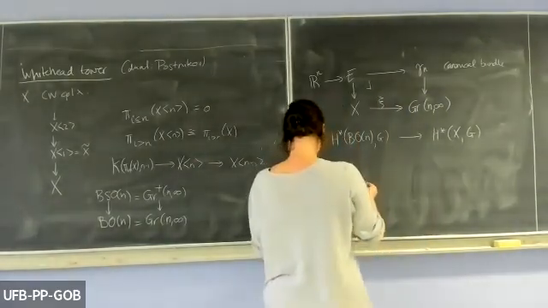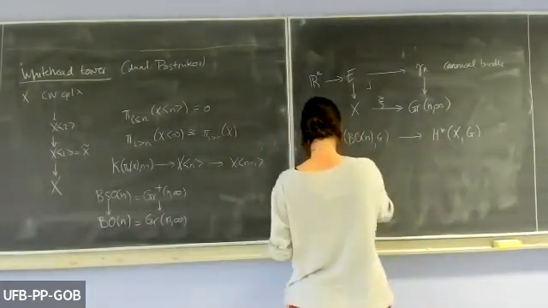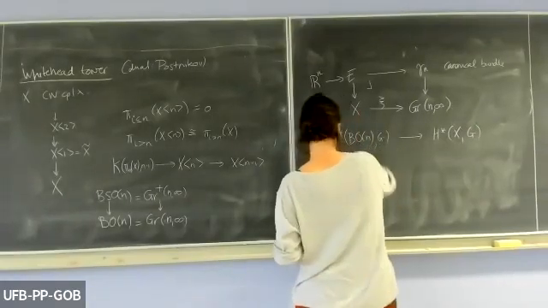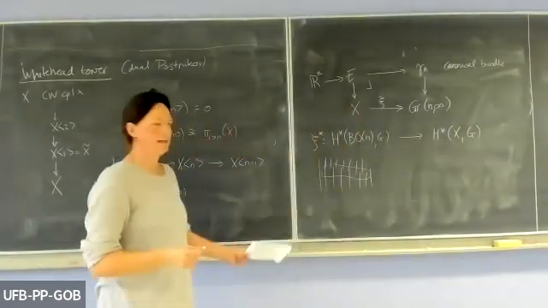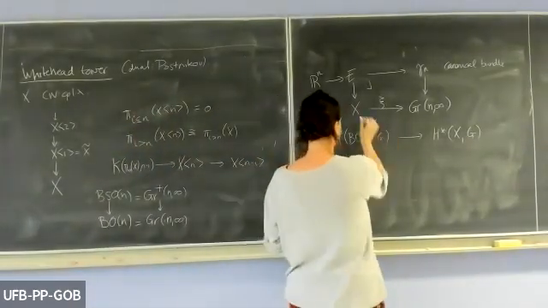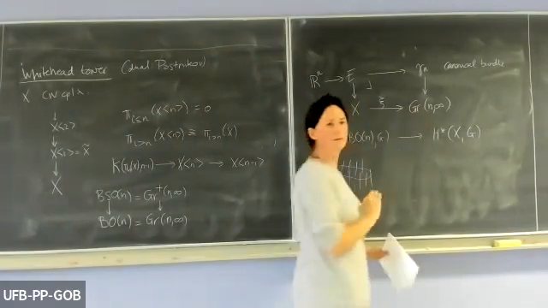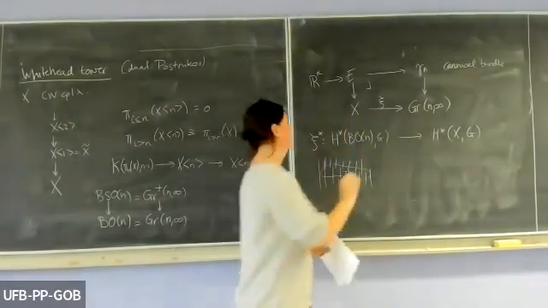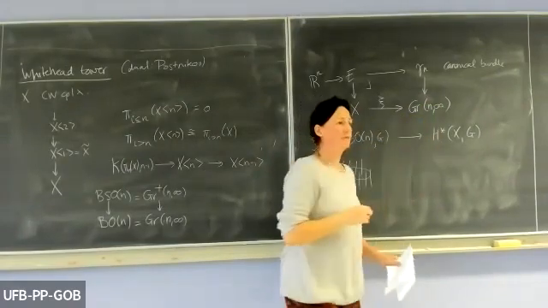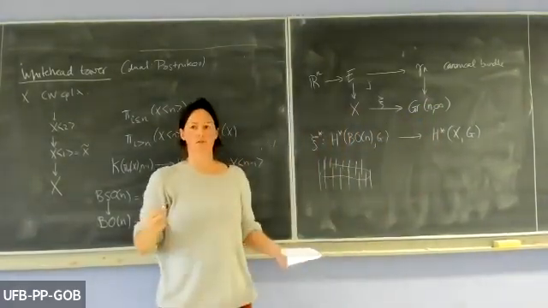Because imagine if I had a trivial bundle, for example, I would pick exactly the same plane over every point. Then this map just maps to a point. So in particular, my image is contractible. So my map in cohomology would better be trivial.